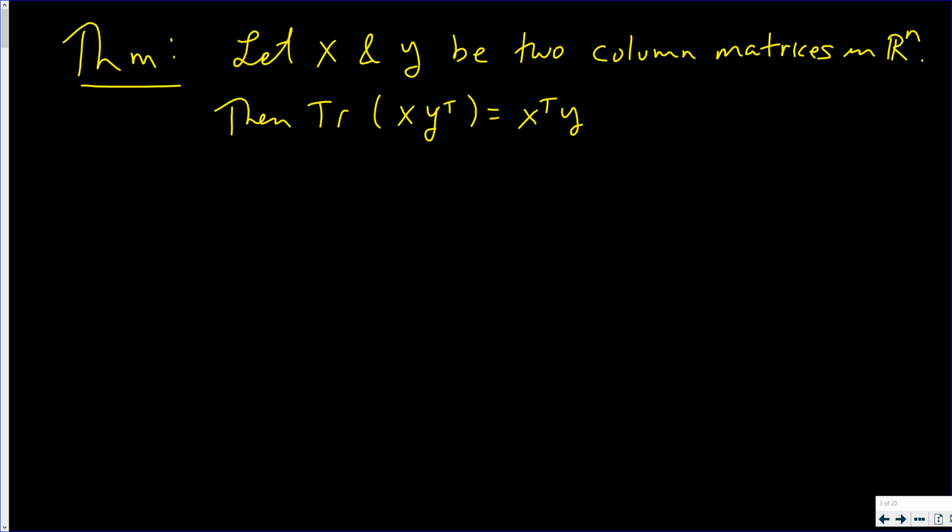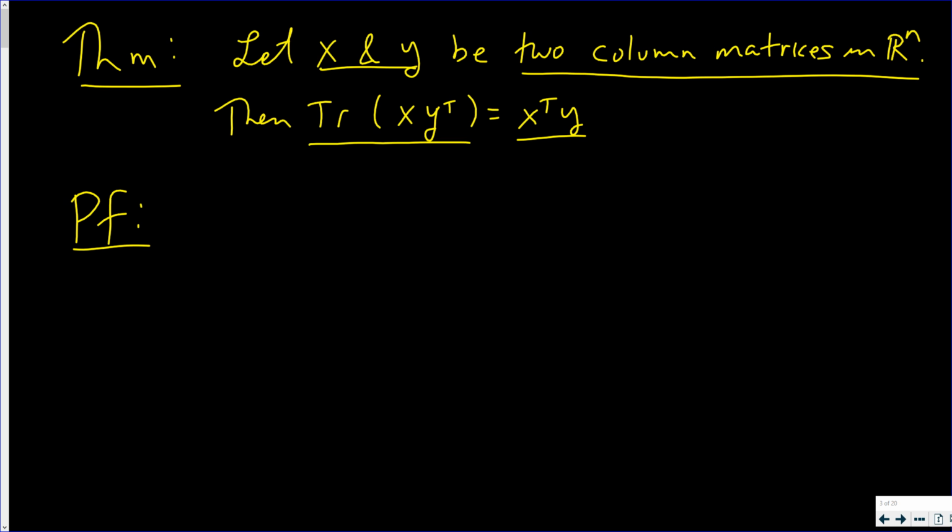In this video, an interesting problem to prove. If X and Y are column matrices in Rn, that means they have one column and n entries in this column, then it turns out that the trace of XY transpose is equal to X transpose Y. Maybe it's not necessary, but the first thing I would do is look at the size of these results, the results of this product and this product.